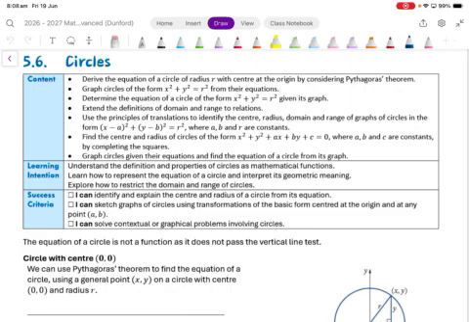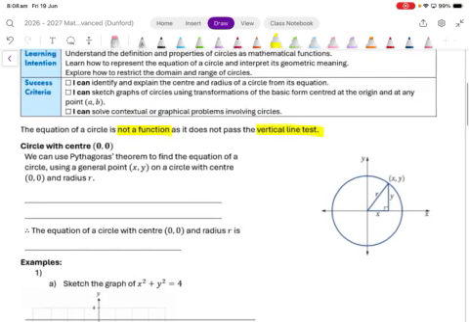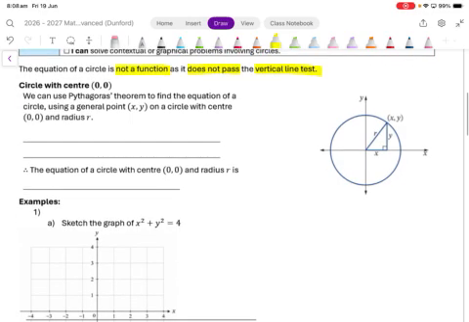So the equation of a circle is not a function as it doesn't pass the vertical line test. So what we have is our circle with a centre 0, 0. We can use Pythagoras' theorem to find the equation of a circle using our general point x, y on our circle with a centre 0, 0 and a radius r. So using Pythagoras' theorem, c squared equals a squared plus b squared. On our triangle over here, c is r, a is x, b is y. So that means that we'll have r squared equals x squared plus y squared.